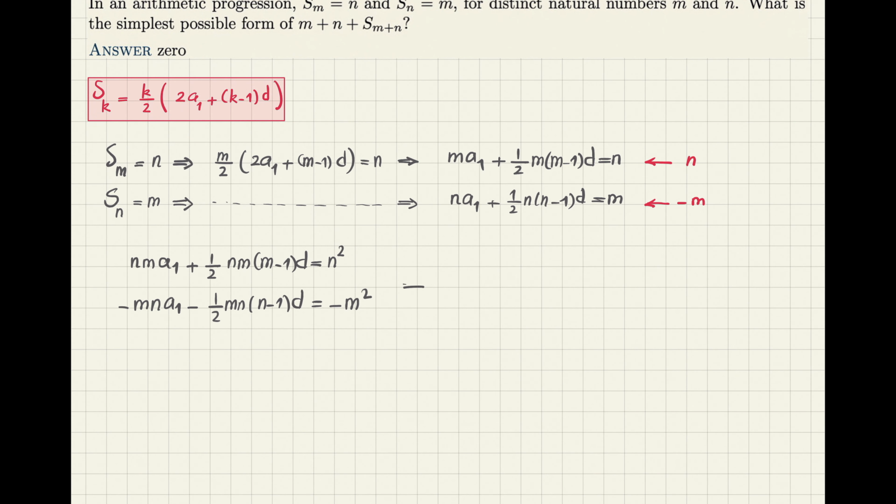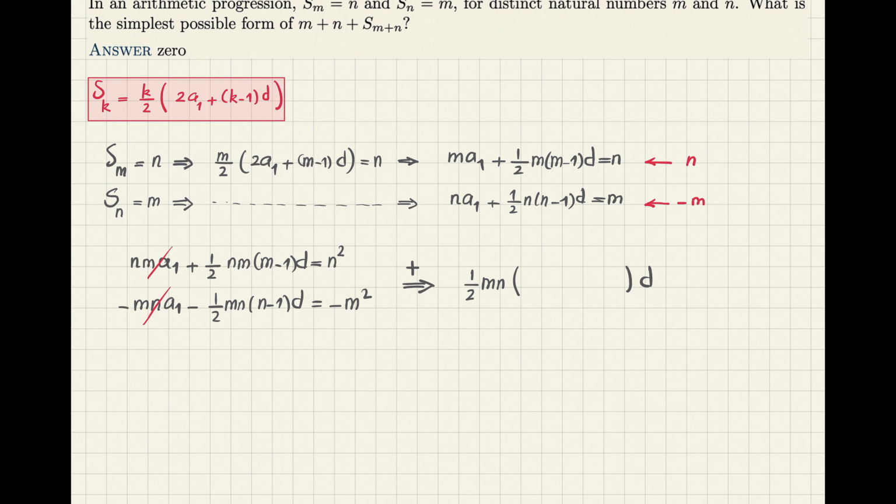Now if I add these two equations side by side, as you see, this term will cancel that term, and then you see that this d and this factor of 1 over 2mn are in common. So let me factor this out when writing. I will factor 1 over 2mn from the left hand side and d from the right hand side. Let me make it a little bit bigger.